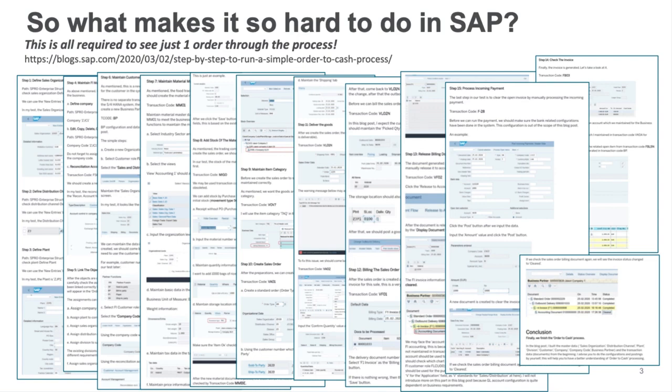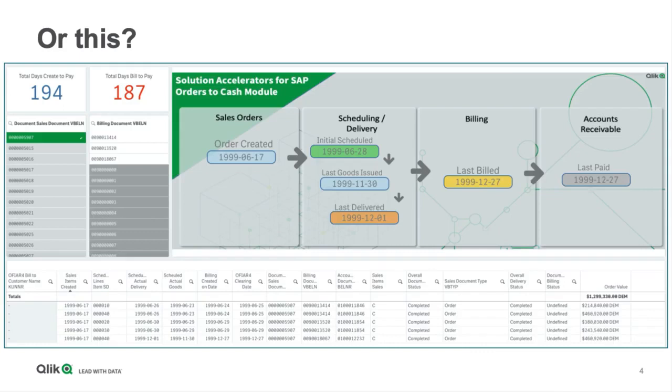For example, here's what it takes to pull out that orders to cash information in SAP, all these different screens to get that visibility. What we've done in Qlik is make it easier. We can see all of the flow and transformations of a document from creation through completion in a single screen, as well as all the other analytics related to orders to cash.